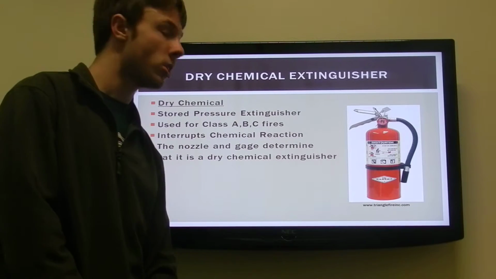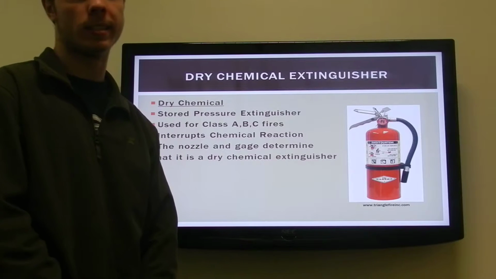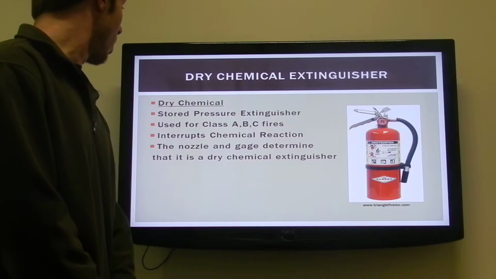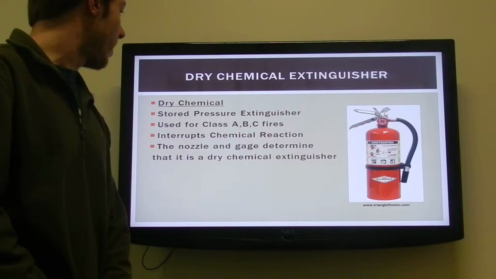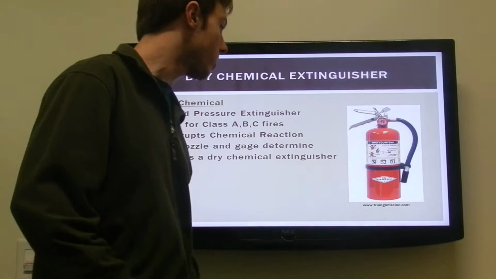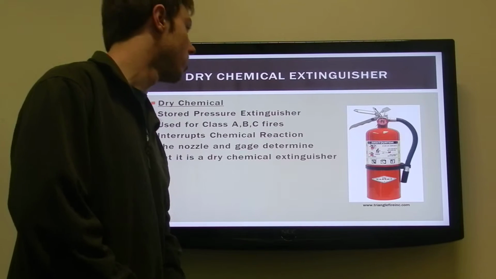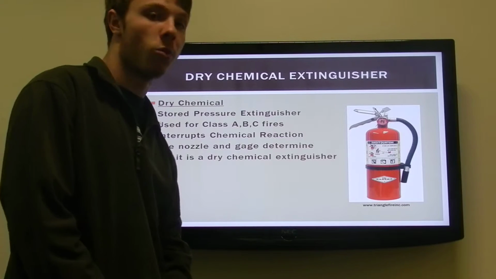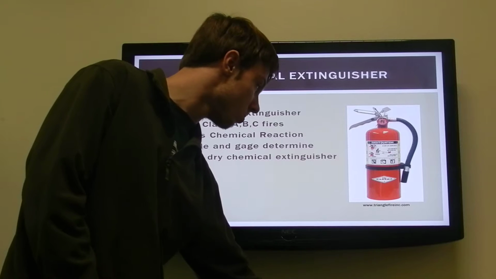Okay, next is the dry chemical. It's a stored pressure extinguisher used for Class A, B, and C fires. It interrupts the chemical reaction, and you can tell by the simple hose and the pressure gauge that it is a dry chemical. These are the most common types of extinguishers.